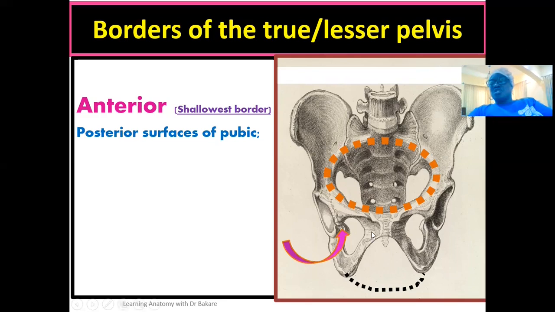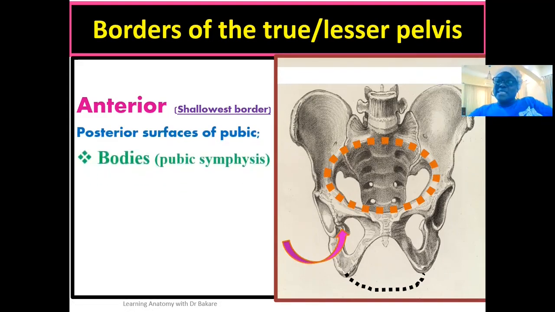We know that the structure that you see in the anterior part here is the pubic bone. And we also know that the pubic bone is made up of different subregions. We've tried to highlight this in our previous lecture on the bones of the pelvis. If you've not checked that lecture out, please kindly go and do so as to keep yourself updated. But of course, it is the posterior surfaces of the different regions of the pubic bone that will be forming the anterior border of the true or the lesser pelvis.